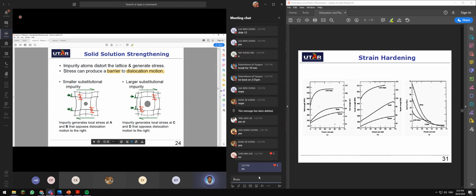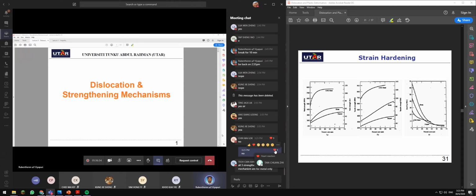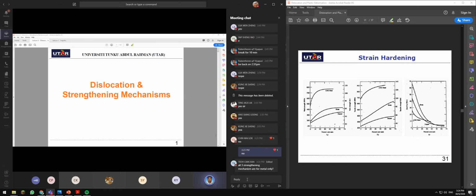All right. To recap, for today's lecture, I've explained to you what dislocation is all about. We have question 1: are all 3 strengthening mechanisms for metal only? Yes, only for metals.